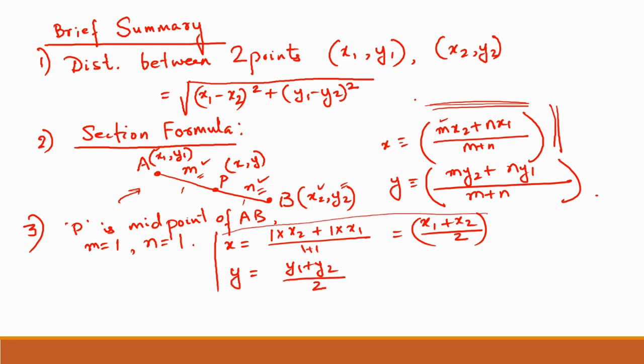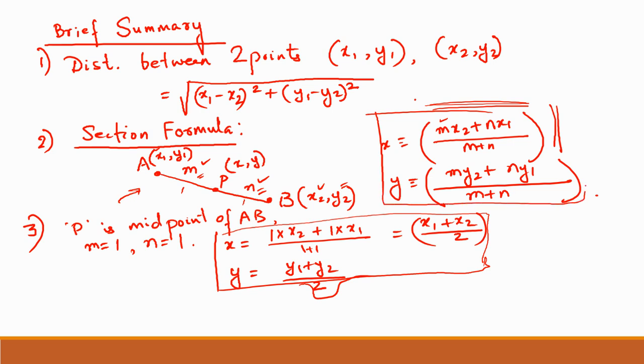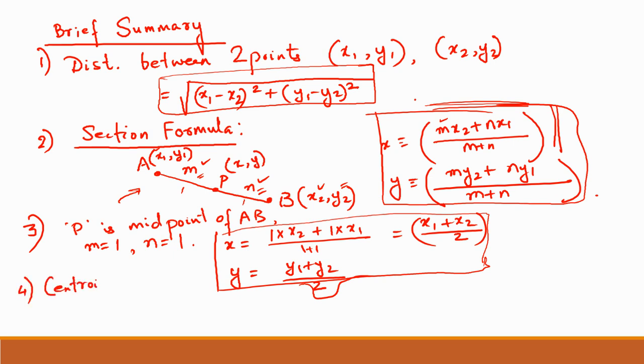So this is an important result for section formula, and this I think you already know from coordinate geometry, straight lines. But let's consider this a part of section formula. Distance between 2 points, and one more thing is the centroid of a triangle.